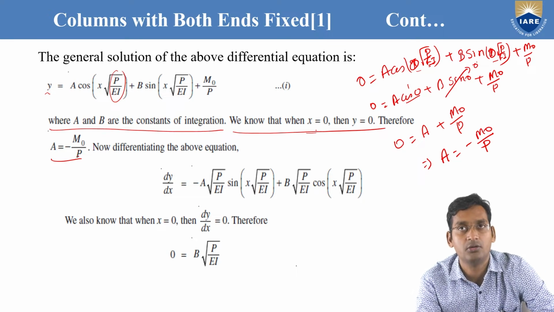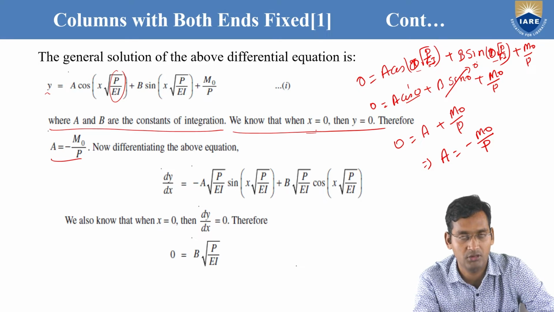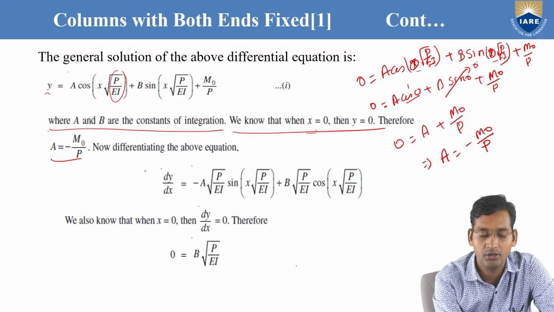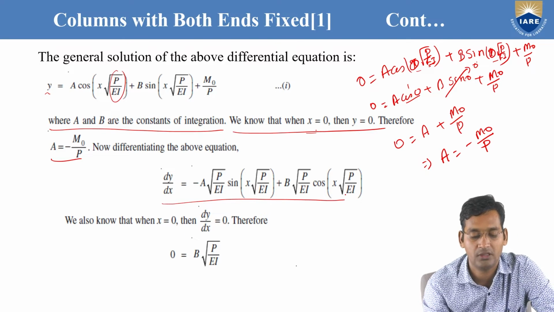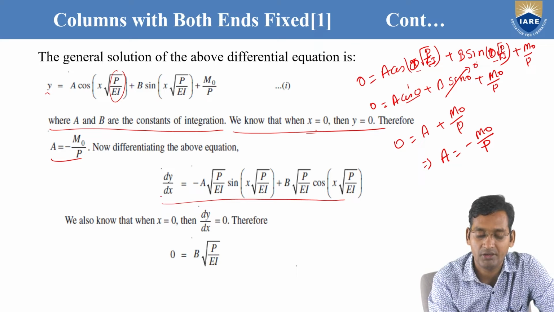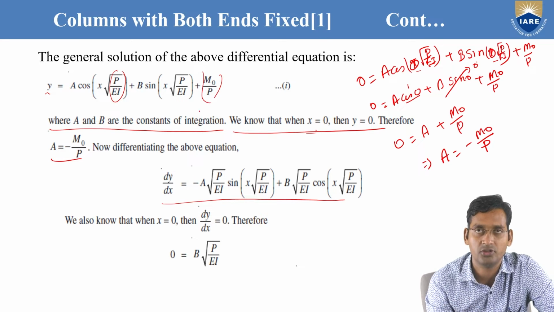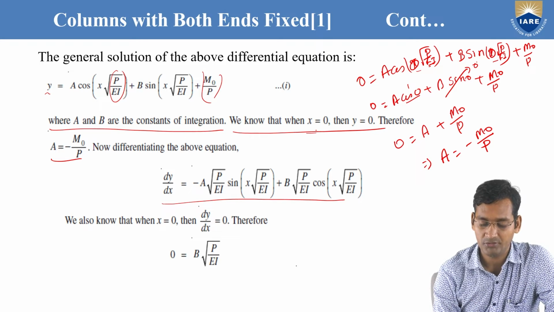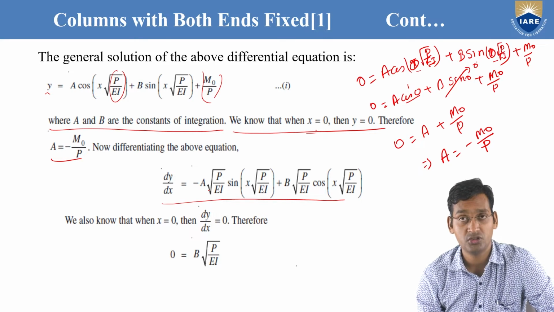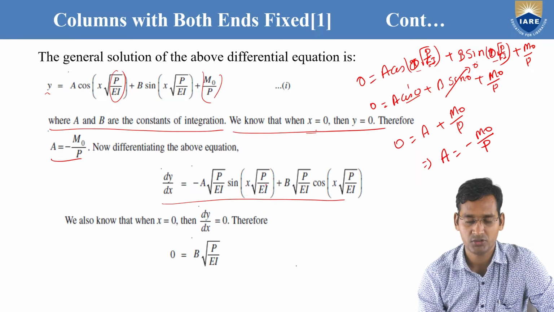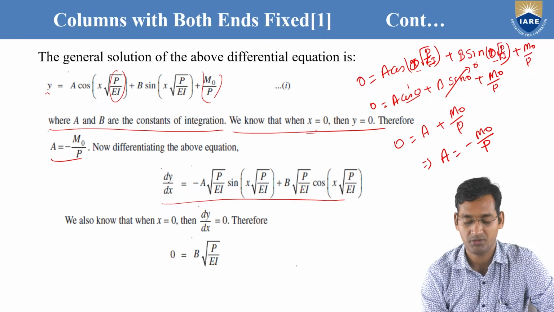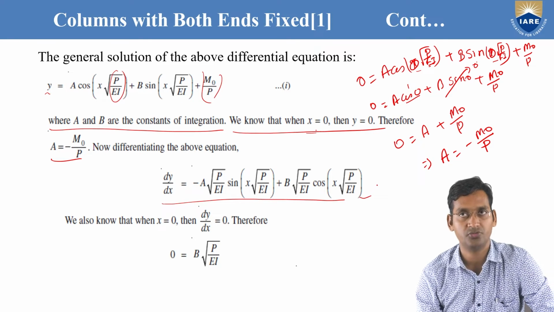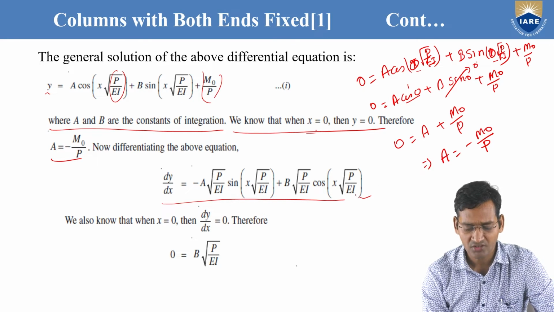Next step: differentiate again, similarly to the previous one. Differentiate the above equation. After differentiating, dy by dx equals, because this term is constant, it becomes 0 after differentiating, as A did earlier. So dy by dx equals minus A root P by EI sin x root P by EI plus B root P by EI cos x root P by EI. This differentiation I already showed you in this video itself, so you can just see that one.